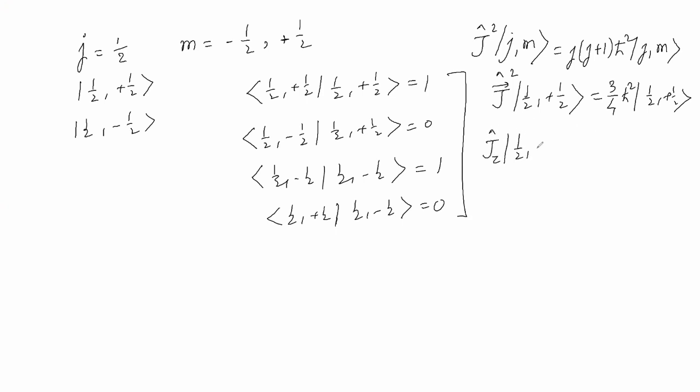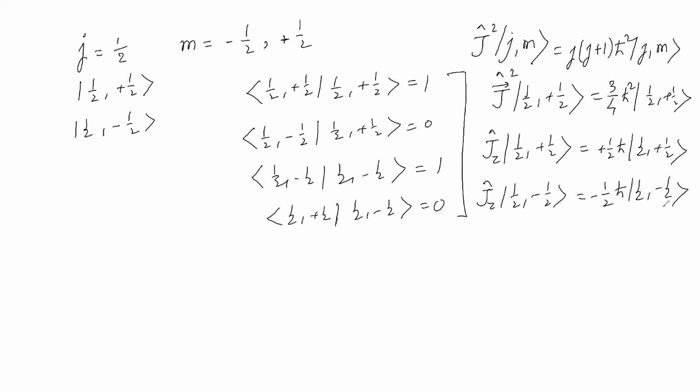But if I ask you the question, what is J z on half plus half, then what should be the answer? This gives us M H cross, and M is plus half. Therefore, this will be plus half H cross on half plus half, and J z on half minus half will be minus half H cross on half minus half. Is it not?